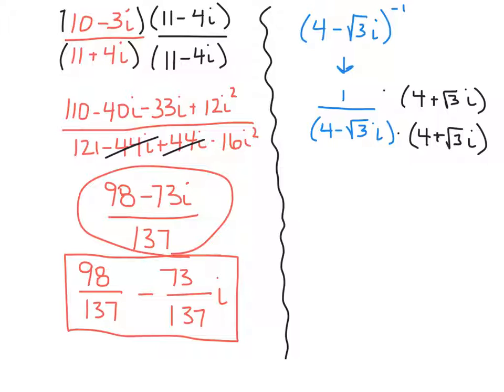Okay, the top's super easy because it's a 1. So this problem's easier than the one before, which is great. It just looks harder from the beginning. 1 times this is just 4 plus rad 3i.